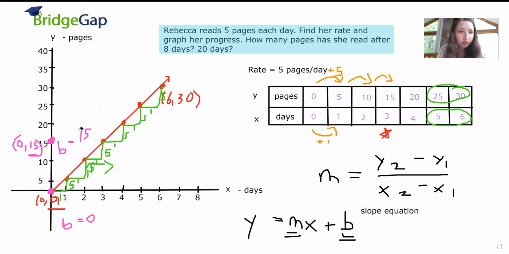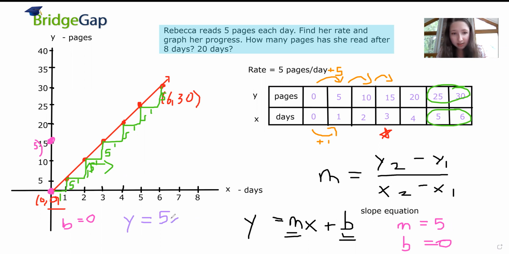So for our original scenario, we found that our slope m is equal to 5. That's our rate. As each one day happens, we read 5 more pages. And our b, our y-intercept, is just at 0. So sticking those in, we keep x and y there because we use those to sub in later. y is equal to 5 times x plus 0. And of course, plus 0 doesn't really add anything. So our equation is y is equal to 5x. That is the equation of this line.